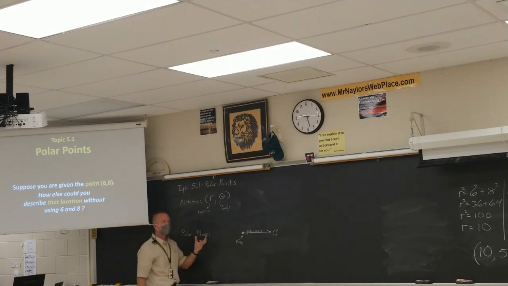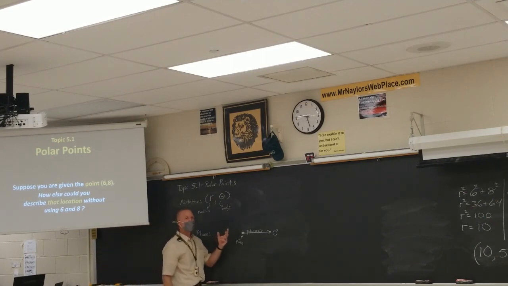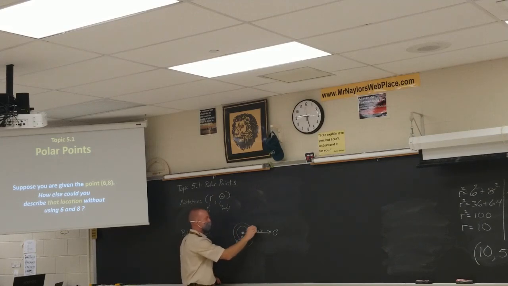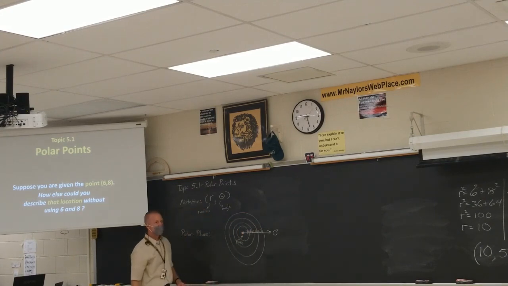Now, you say, what do you mean the pole? Well, a pole is basically something that we can do circles around, that we can kind of go around. And that's exactly what happens with our polar plane. We end up drawing what I call concentric circles. These circles will represent our radii.